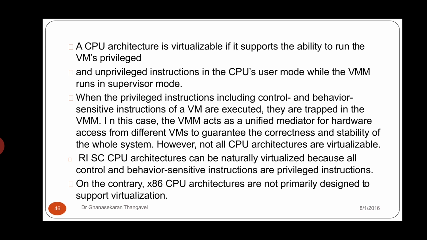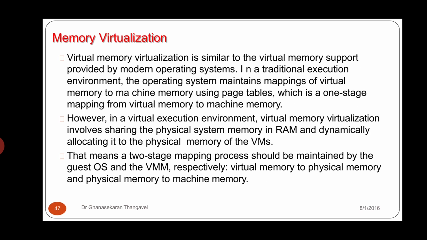RISC CPU architectures can be naturally virtualized, because all control and behavior-sensitive instructions are privileged instructions. In the context of x86 systems, the CPU architectures are not primarily designed to support the virtualization concept.